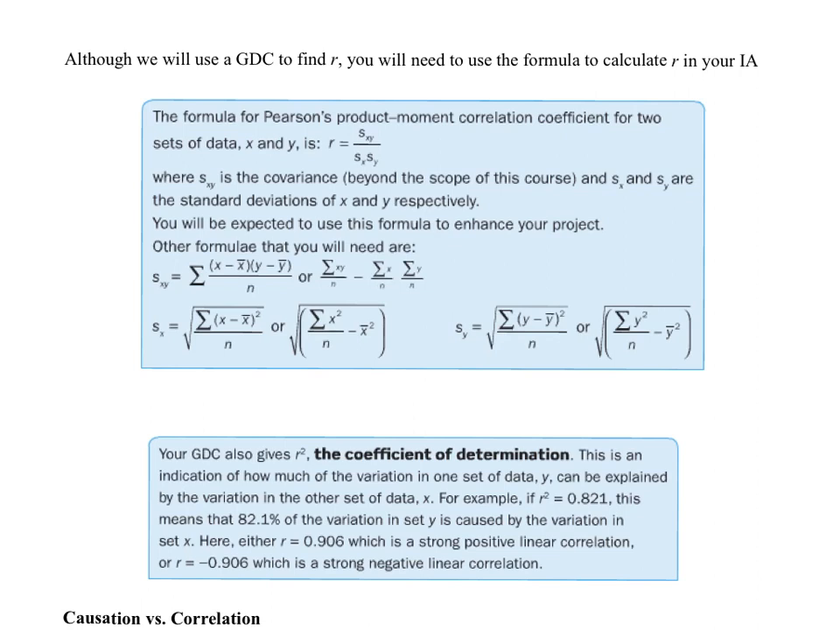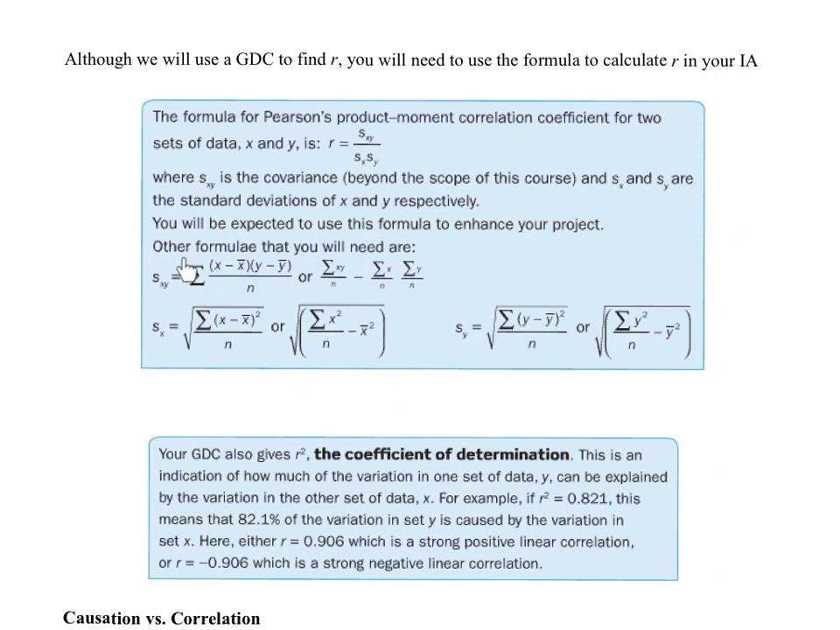I wanted to include in your notes some formulas. Again, we will not need this for our classwork or tests or quizzes, because we'll always use the graphing calculator to find R, but you may need to show the calculation in your IA. When the time comes for putting this information in the calculator, we won't just say we punched numbers in a calculator and that's how we got R. We would actually calculate it. So these are the formulas that we will use.